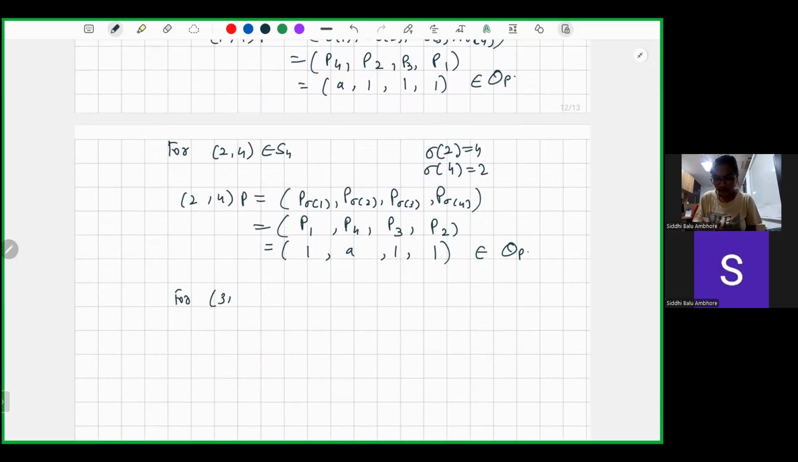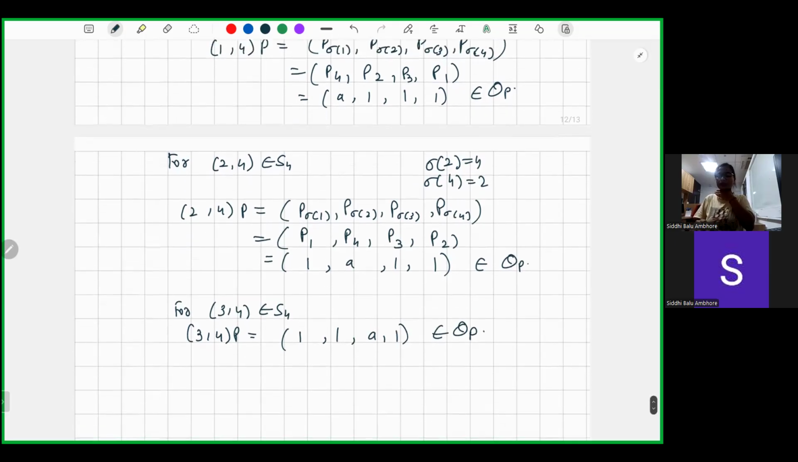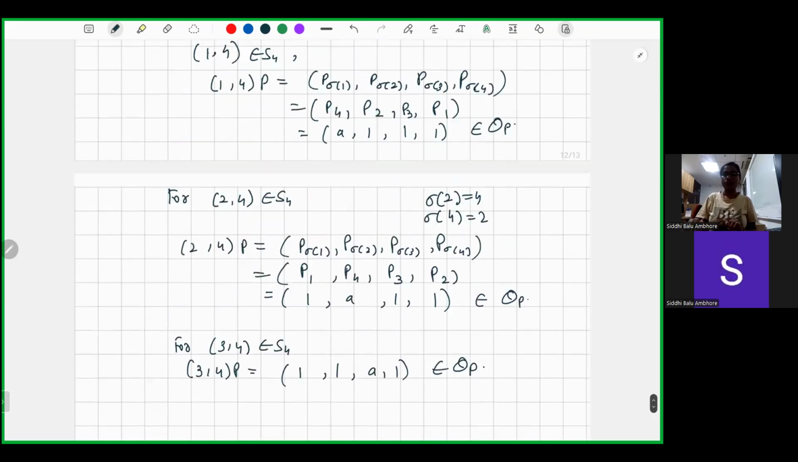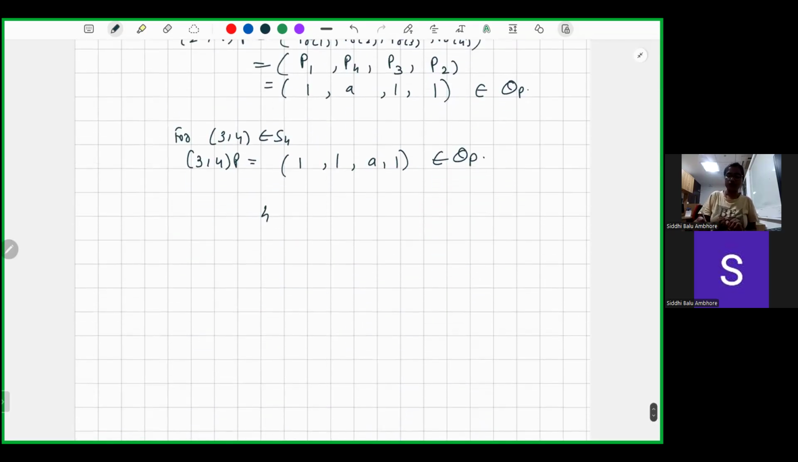And again (3, 4) belongs to S4. This (3, 4) acting on P will be just permutation of this 3 and 4, and 1, 2 remains as it is. So this is (1, 1, A, 1). Note that these are the only 4 possibilities I will get, because all the rest, shuffling among itself, will not help us anyway. So what is the number then? It's 4. So the cardinality of OP here is 4.